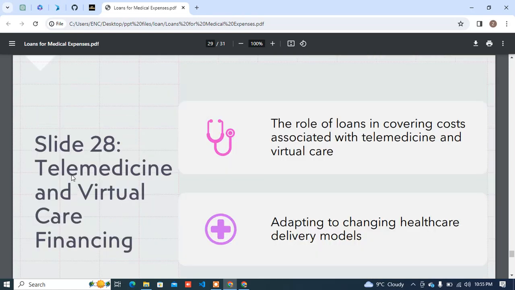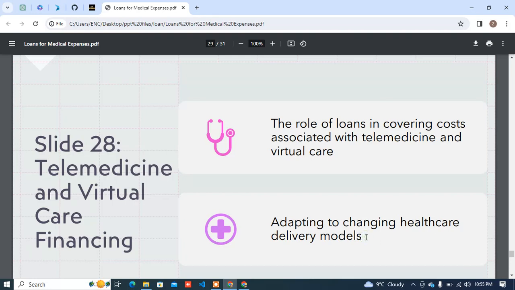Slide 28 is about telemedicine and virtual care financing. Point 1 is the role of loans in covering costs associated with telemedicine and virtual care, adapting to changing healthcare delivery models.